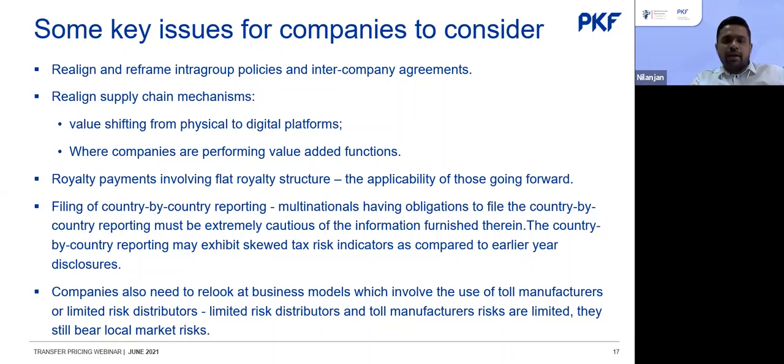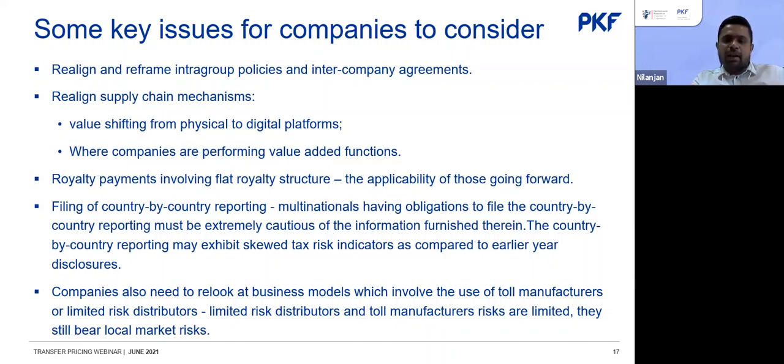Then we need to look at the country by country filing reporting, which is extremely key for all the multinationals. And we need to be very careful about what information we are going to report, because this information is going to the tax authorities, and we don't want to present a very skewed indicator compared to the earlier financial disclosures. So we need to be very careful about what information we are disclosing in the country by country reports.